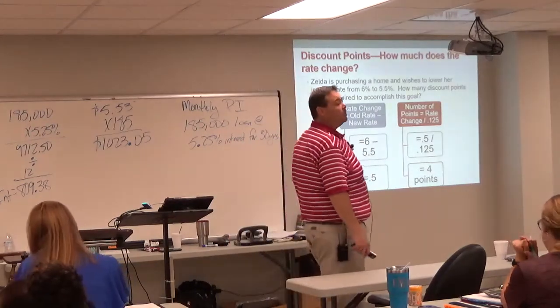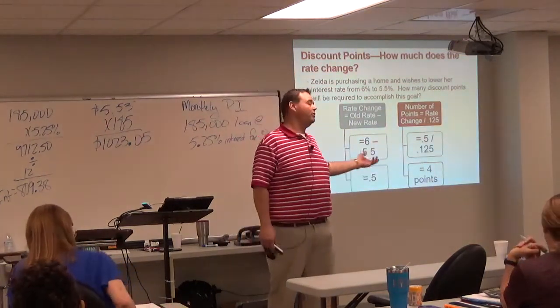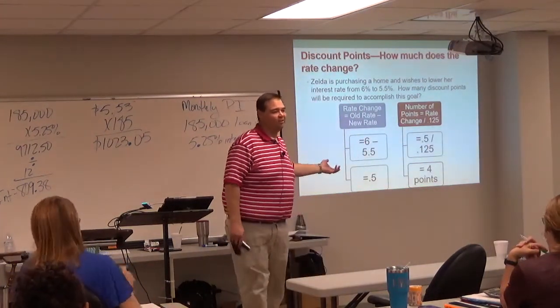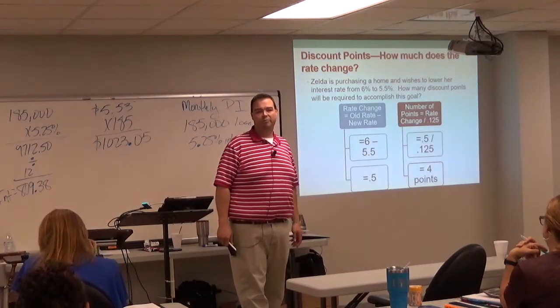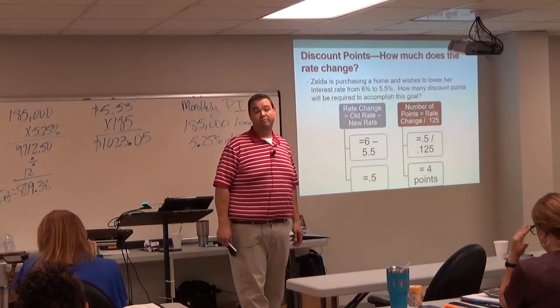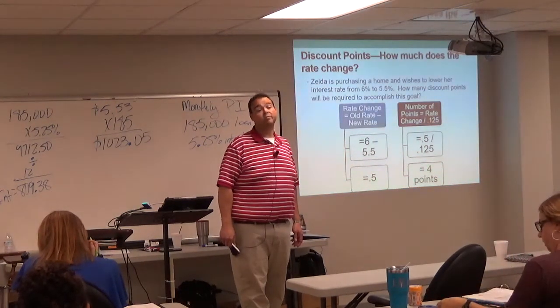This is 4 points, which would be 4% of the loan balance. So on that $200,000 loan, this would be $8,000 to lower the interest rate from 6% to 5.5%. It's expensive. You said 200, oh, that'd be 8, because 4 times 2, okay.